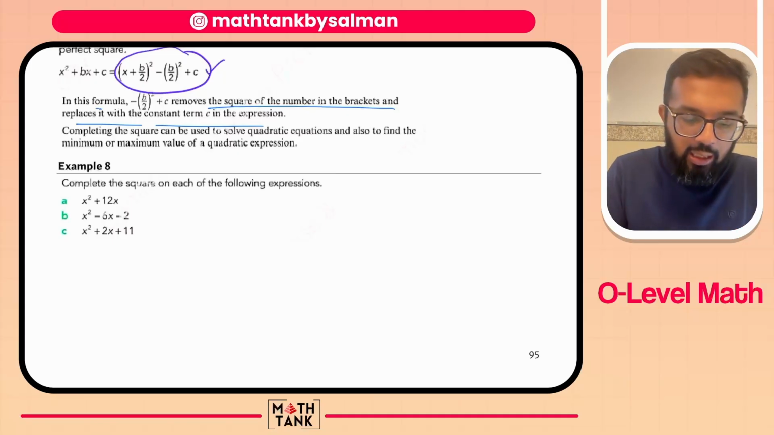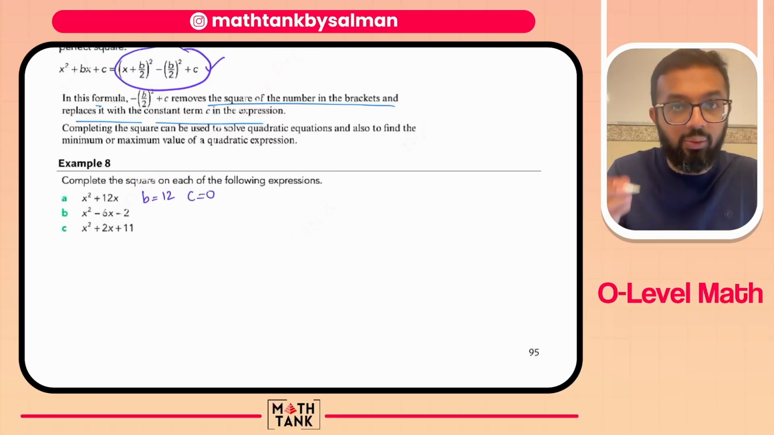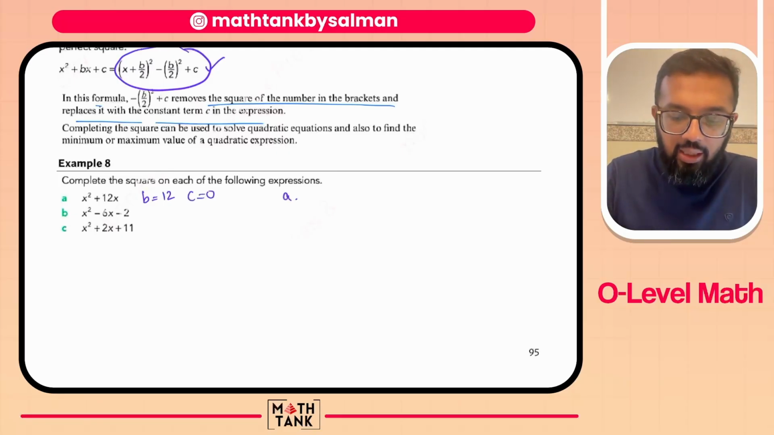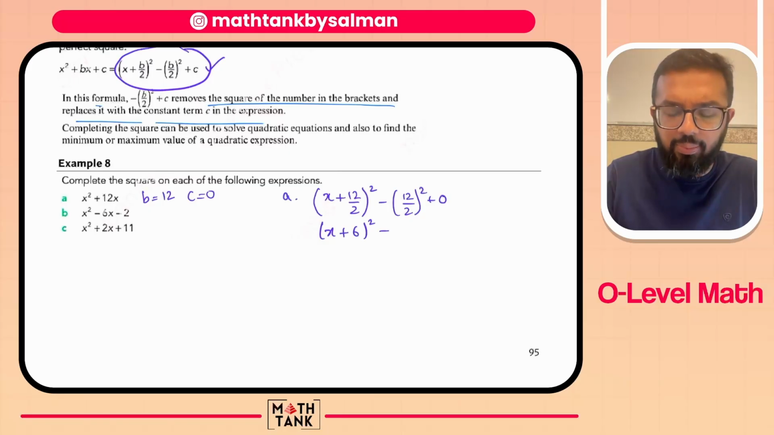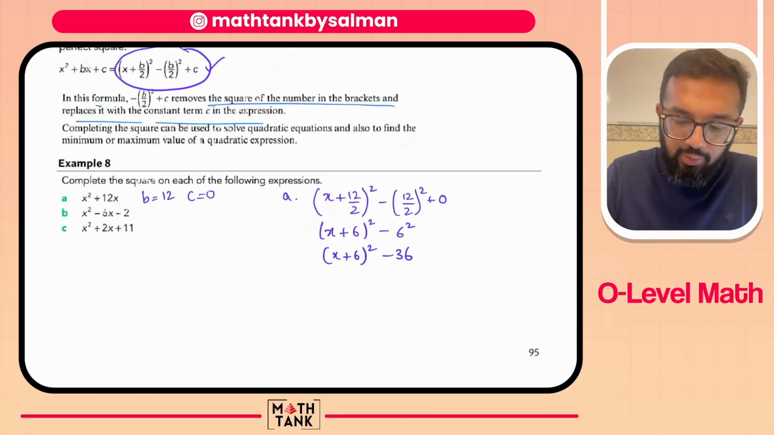So I noticed that the value of b is 12 in this case. There's no c, so c is 0. So can I write it in its completed square form by writing x plus 12 over 2 whole square minus 12 over 2 squared plus 0? That gives me the completed square form. I don't have to worry about anything else in this question at least. Good. Part b.